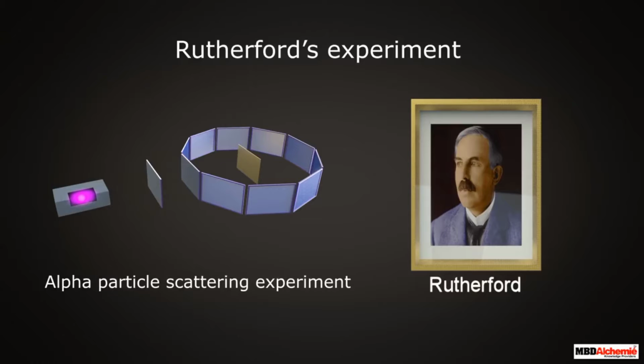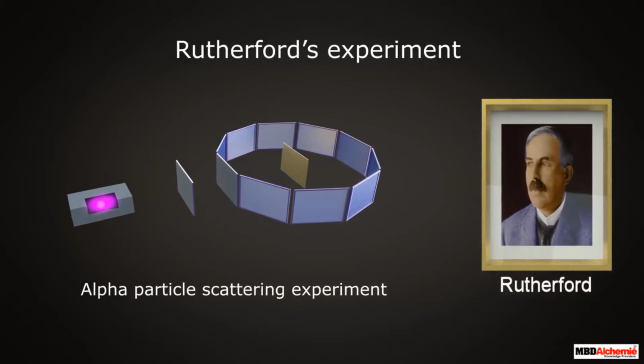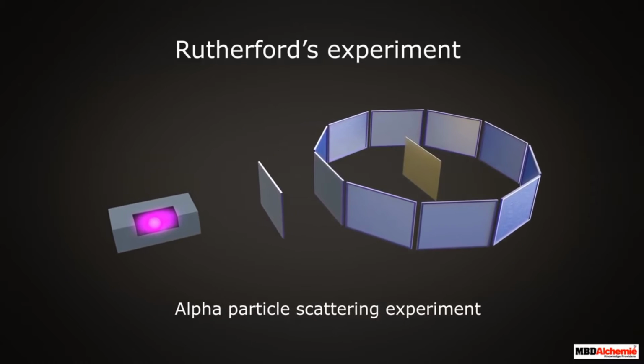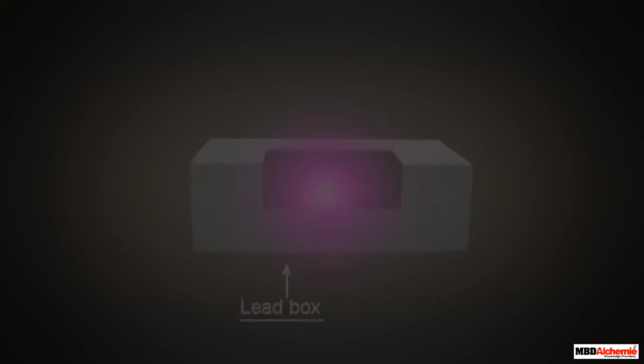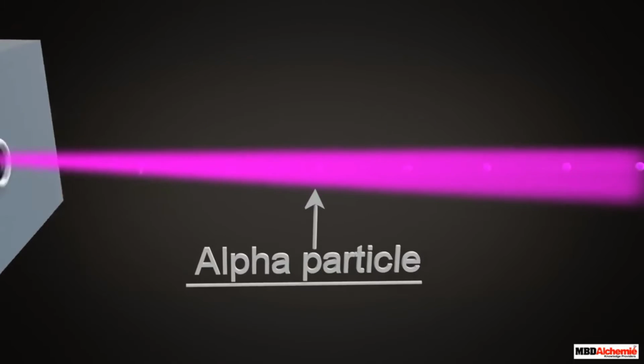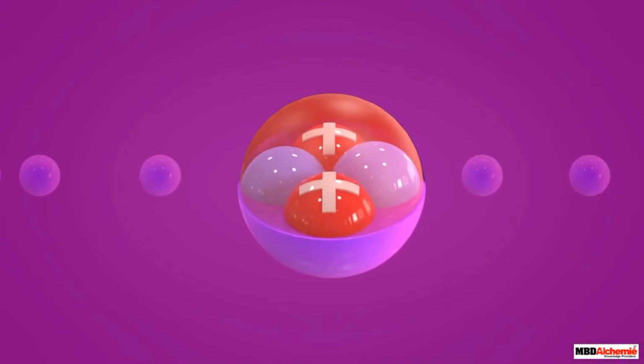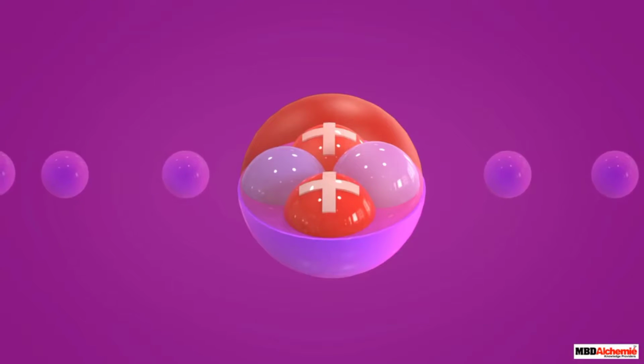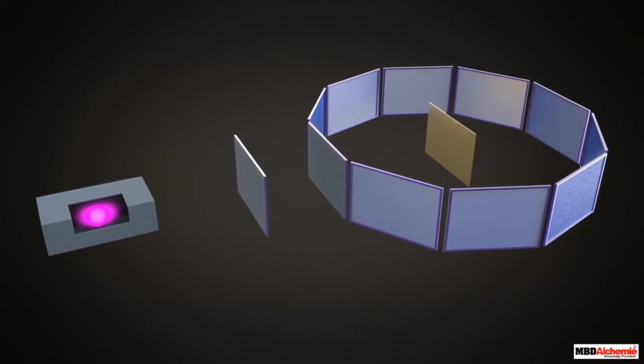To understand about this experiment, let us first see what alpha particles are. Alpha particles are emitted by radioactive substance. These are helium ions with double positive charge. Now, let us look into the details of the alpha particle scattering experiment.